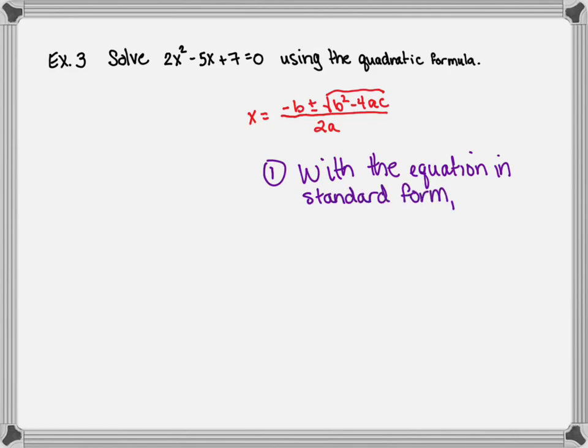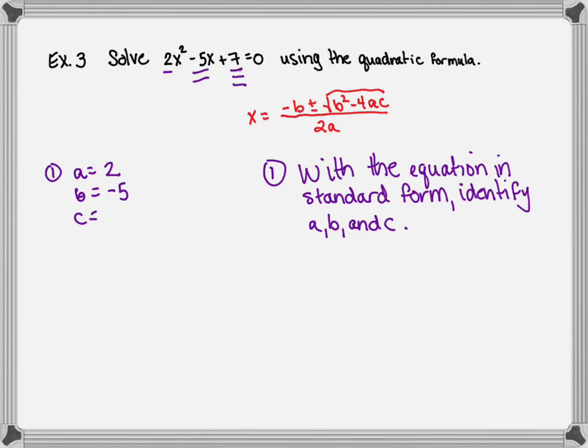So our first step, we already have our equation in standard form, and we would need to put it in standard form if it weren't already like that. And now we're going to identify our a, b, and c. So our a is the coefficient of x squared, which is 2. Our b is the coefficient of x, which is negative 5. Our c is our constant, which is 7.